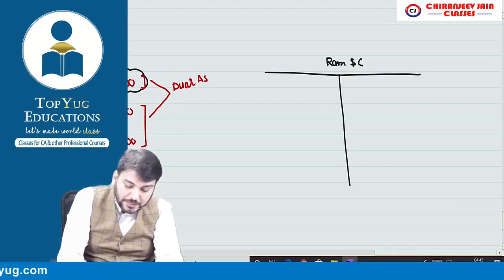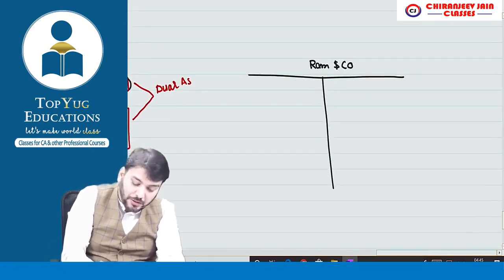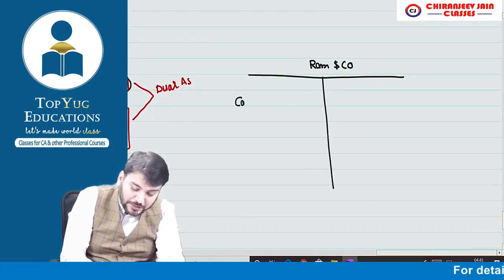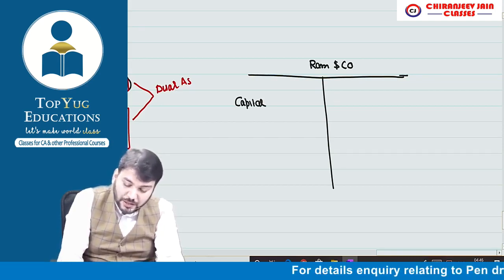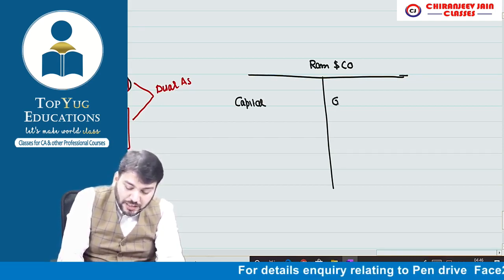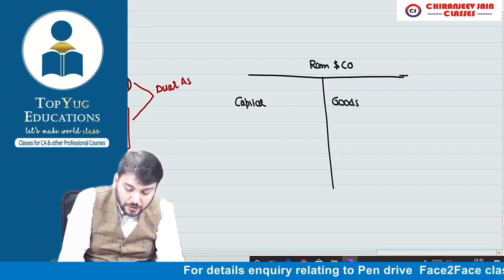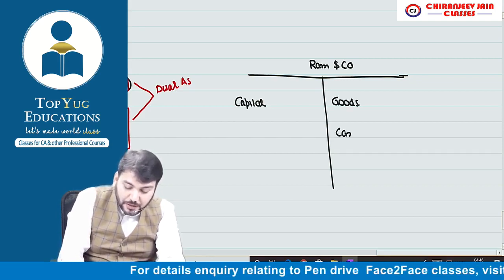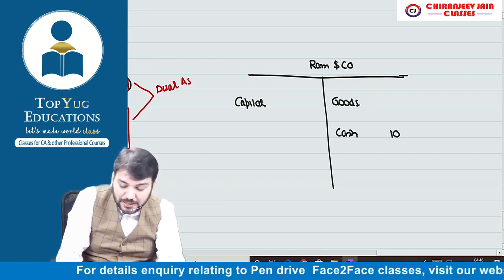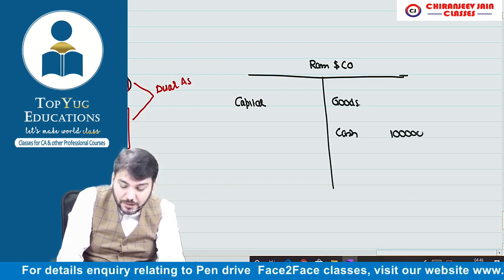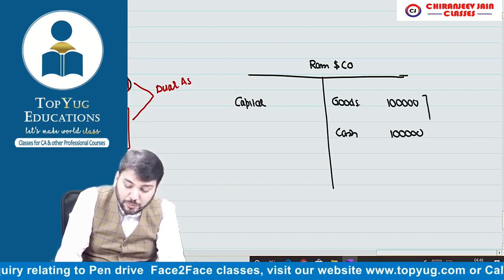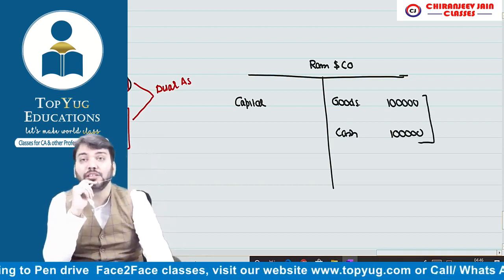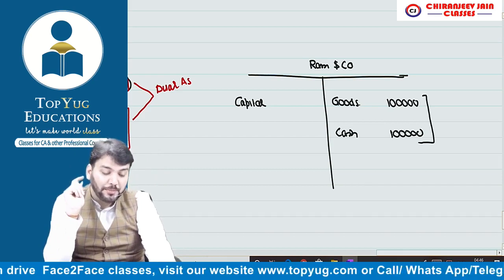Ram and Company. Correct? Now, here we write down capital. यहाँ पे लिखते हैं capital. And we write down asset. यहाँ पर there are two assets. What are assets? बताओ. One is goods, one is what? Cash. How much cash is coming in? 1 lakh. How much goods is coming in? 1 lakh. बताओ, who brought this? Who brought this? बोलो, everyone.